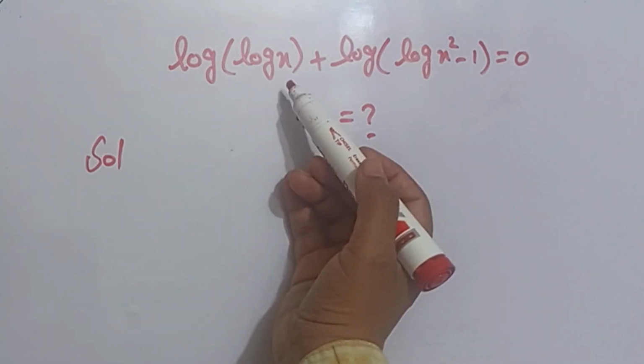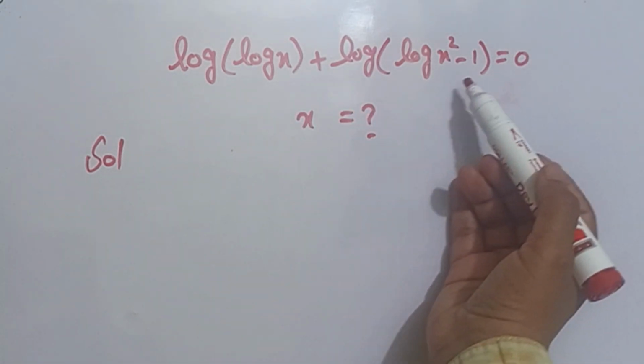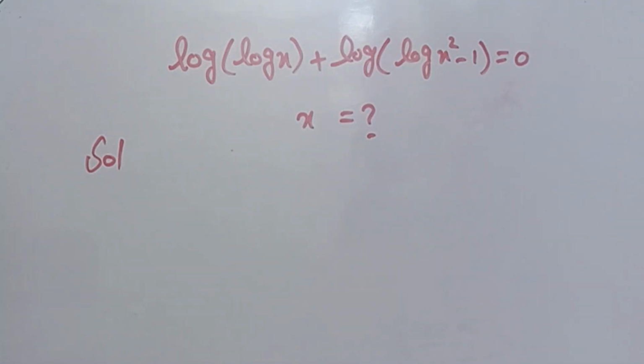We have log(log x) + log(log x² − 1) = 0, and we need to find the value of x in our question.